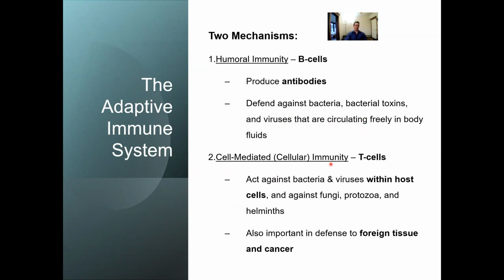With cellular immunity, T cells will also act against bacteria and viruses, but this occurs within the host cells. Also, fungi, protozoa, and helminths are combated by your T cells, so essentially some parasitic organisms. And they can also provide some defense against foreign tissues such as cancer. So those are some important distinctions. Today, we will be most heavily focusing on the B cells, and part two of the lectures will be looking at the T cells.